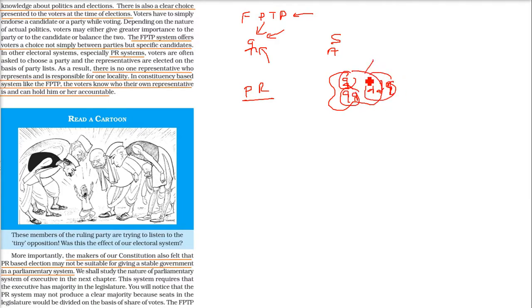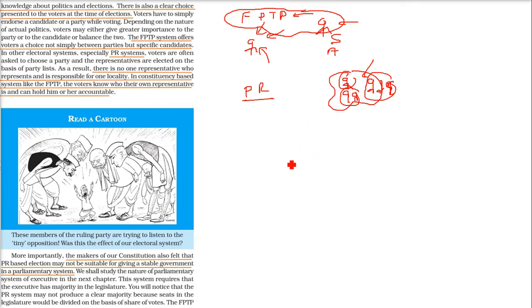So they are representing this area. So not a single person is responsible for that locality, right? But in this system of FPTP, one member has been elected for this area, and he is responsible. So he or she can be held accountable. In this one, 2, 3, 4, 5, 6, these many members, how can you hold them accountable? So this is the difference.